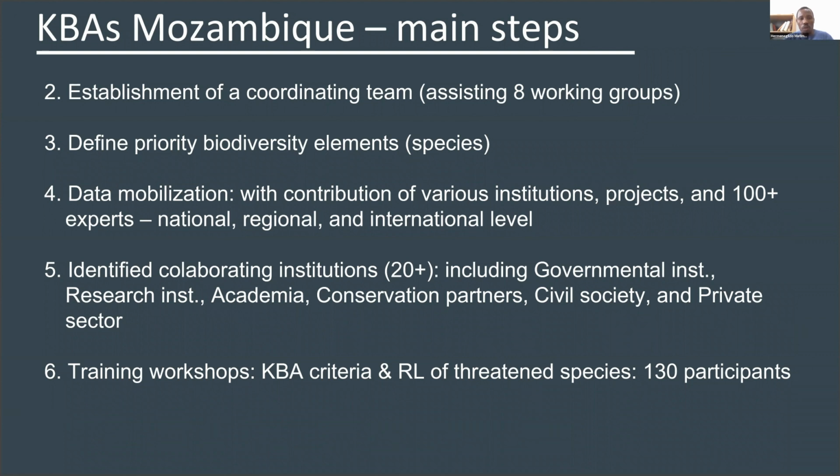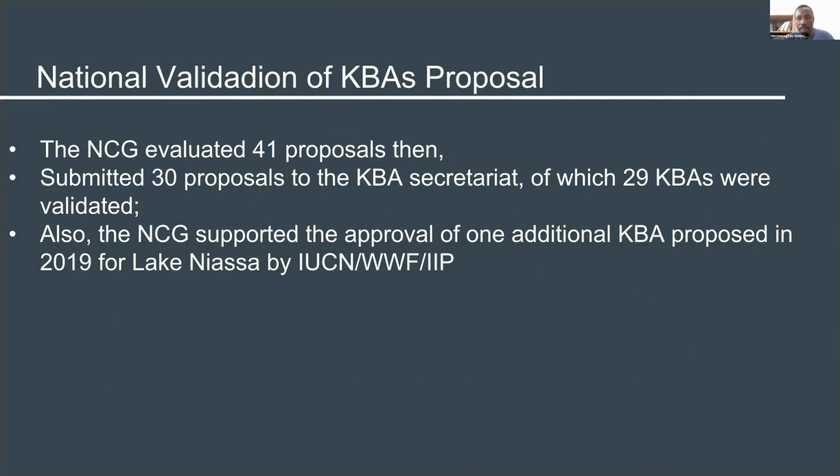Having established the NCG, we moved on to defining biodiversity elements and also mobilized the data, engaging with over 100 experts regionally and internationally, but also engaging with several institutions. We applied the KBA criteria. We came up with 41 proposals, and those proposals were submitted to the National Coordination Group to evaluate. They evaluated those proposals, and 30 were in condition to proceed to the regional KBA focal point, which is Daniel Manwick. Then they were sent to the KBA Secretariat, and they got published.